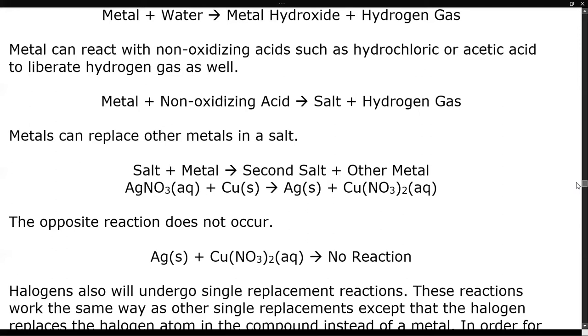If I took silver metal and put it in solution containing copper 2 ions, I get a big fat no reaction. And so that's how the activity series will work. And if you see a reaction like that one, it is proper to write NR or write the words no reaction, because that reaction does not take place, at least not by itself.